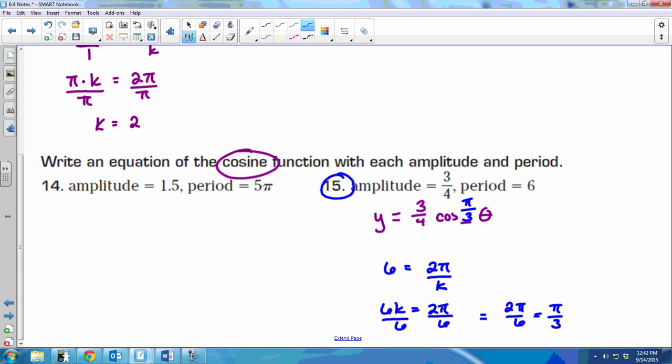Questions about how I did that? All right, then. You are going to do the other two examples then. Do the other sine equation, do the other cosine equation. I'll give you a few minutes, and then we'll make sure that you did them correctly.